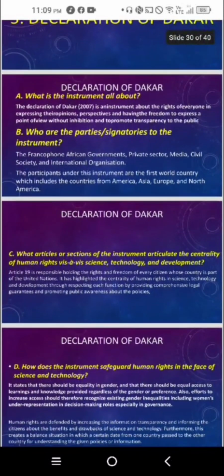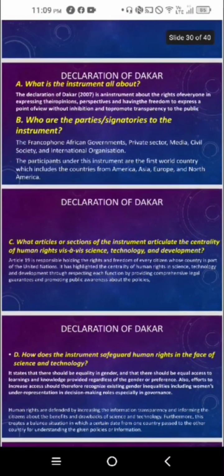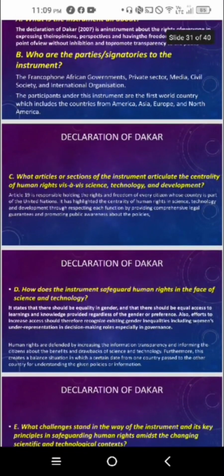Declaration of the CAR. What is the instrument all about? The Declaration of the CAR 2007 is an instrument about the rights of everyone in expressing their opinions and perspectives, and having the freedom to express a point of view without inhibition and to promote transparency to the public.